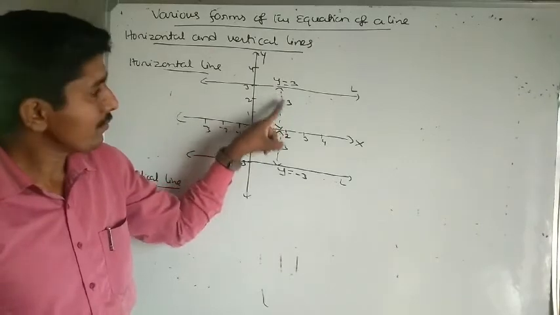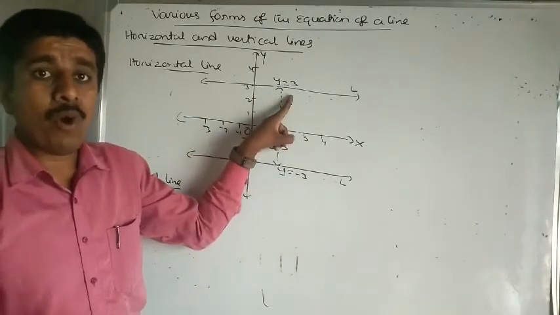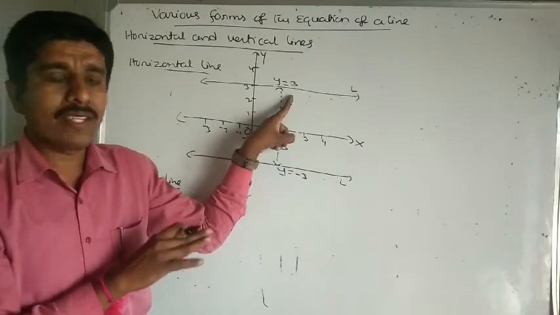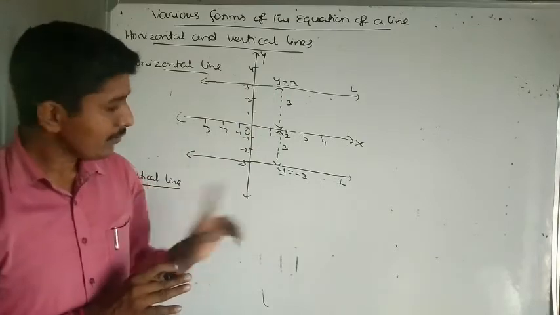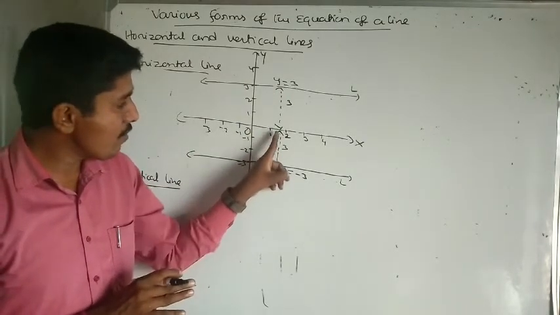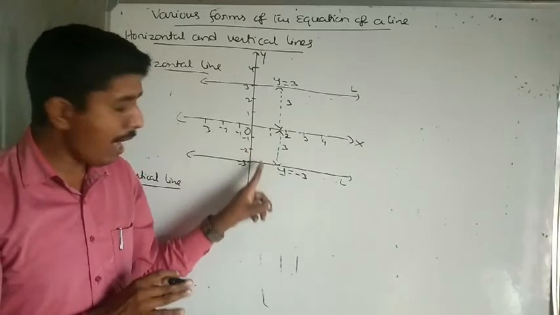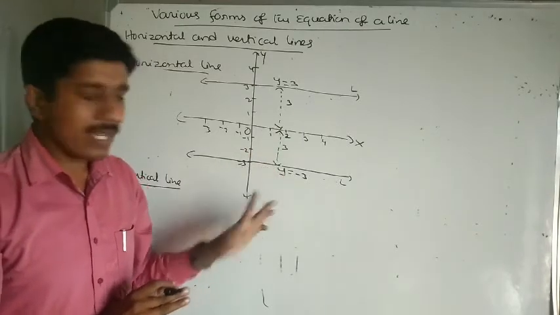This line is at a distance of 3 units from the x-axis and lies above the x-axis or above the origin. Therefore, the equation of this line is y equal to 3. This line is at a distance of 3 units from the x-axis and lies below the x-axis or below the origin. Therefore, the equation of this line is y equal to minus 3, like this.